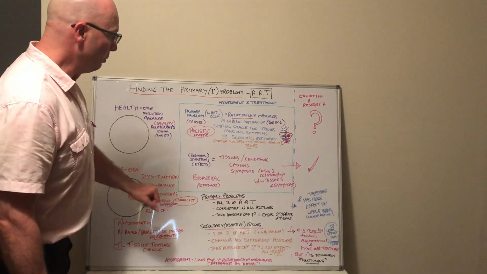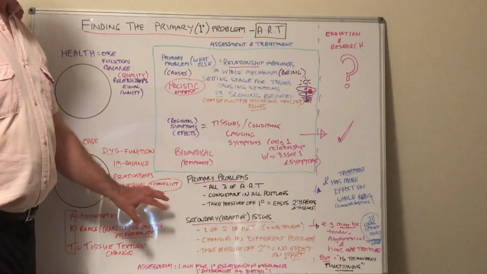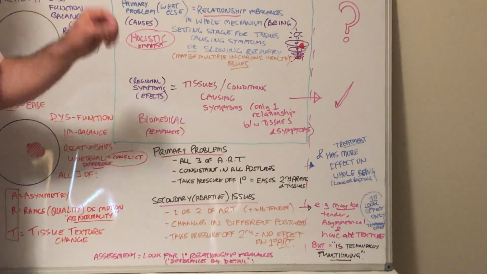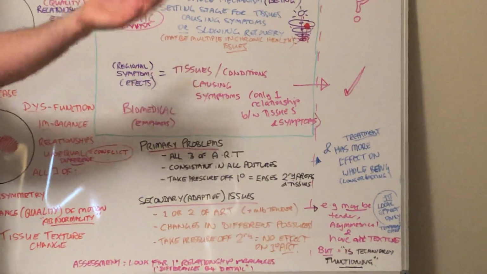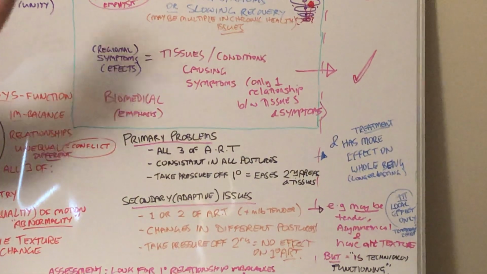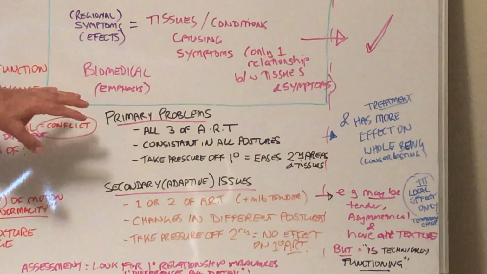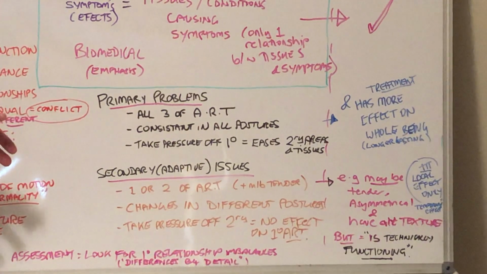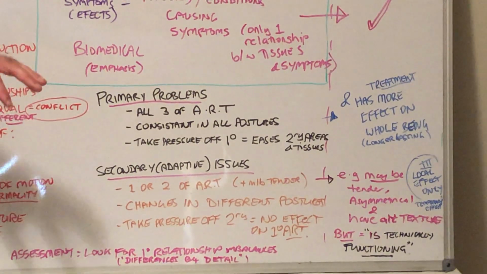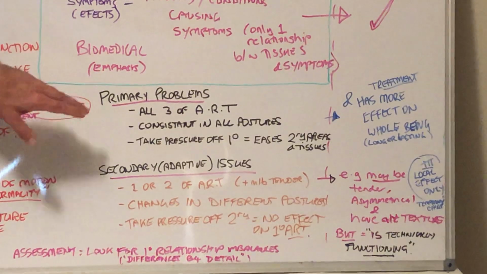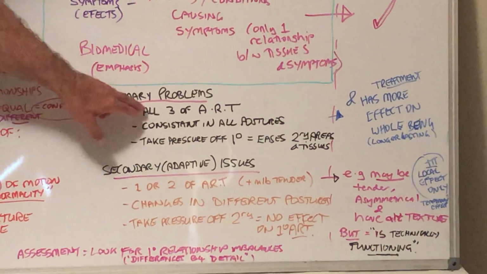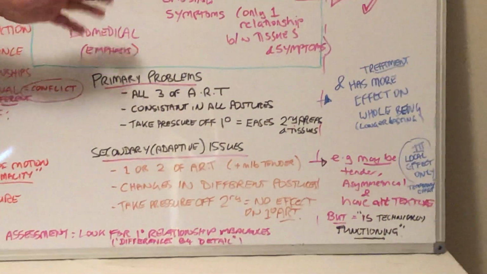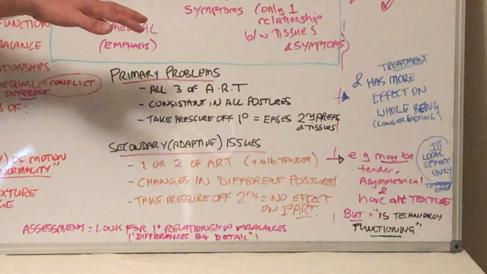So when you look at primary problems, what I'm going to talk about now is the practical clues that you can observe and feel when you're feeling the body, observing the body, and checking the quality of movement. There are three tools we have to investigate and find these. These are the clues in the body that tell us something needs treatment or whether something doesn't need treatment, whether it's causative or effects. So, for example, and I'll demonstrate this in a moment, a primary problem will have all three of A.R.T. It has to have all three of A.R.T. in terms of altered symmetry, range and quality of movement, and texture change.